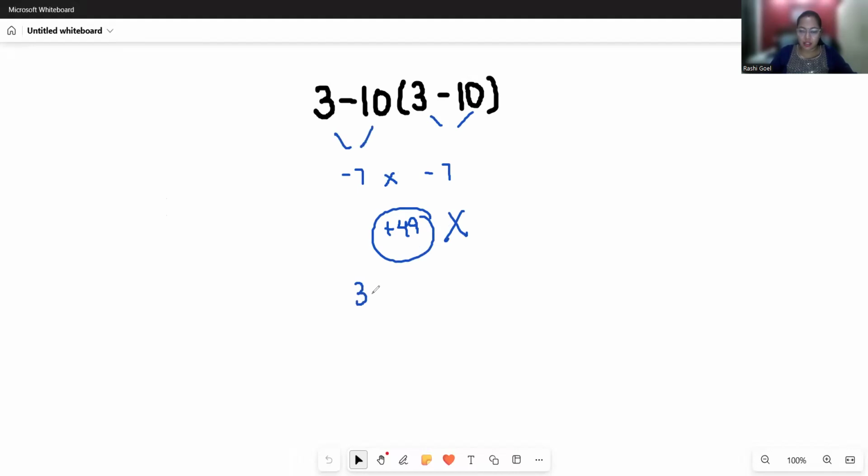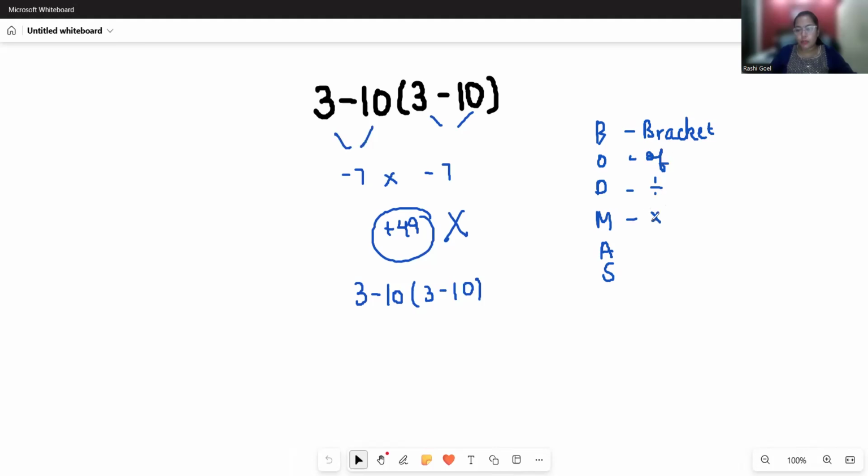Yes, it's incorrect. Because in an expression like this, you have multiple operations: subtraction, a bracket, and in the bracket there is a subtraction. Then always follow the BODMAS or PEMDAS rule. As per this rule, first always solve the bracket, then orders, then division and multiplication, which have the same priority, similarly addition and subtraction.